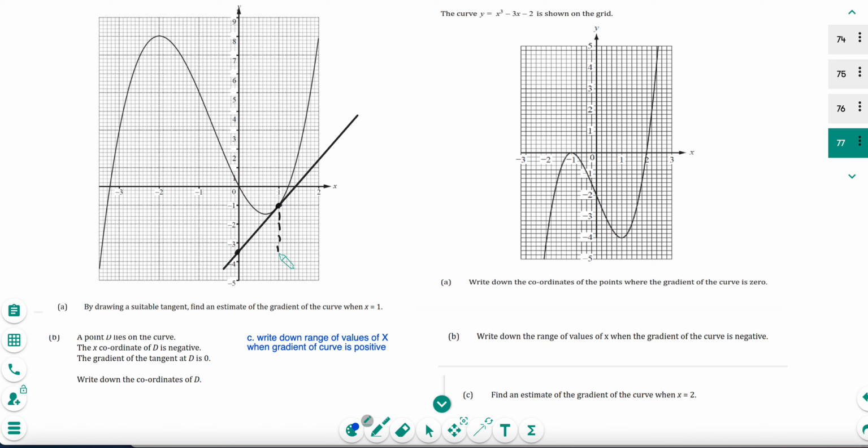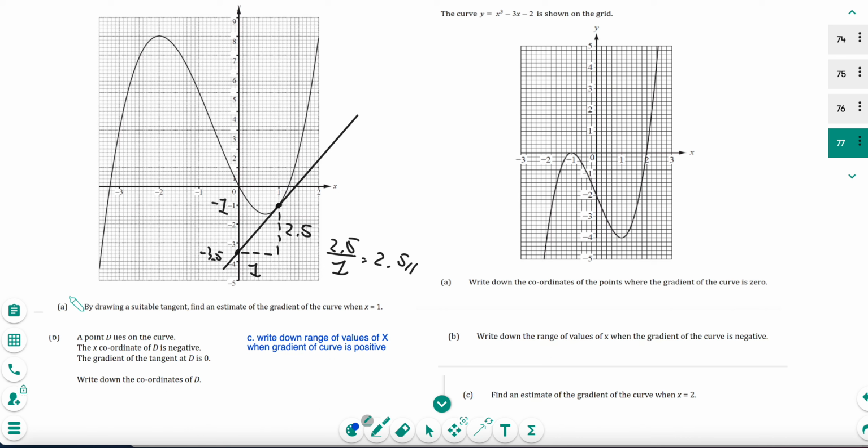Let's draw our rise triangle. Our run is pretty easy. It's from 0 to 1, which is 1. Our rise, this is about negative 3.5. We're going to negative 1. The gap's 2.5. So rise over run is 2.5. And that's my gradient.